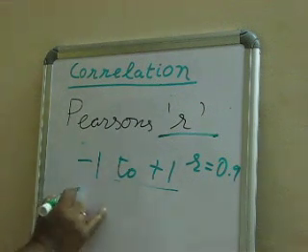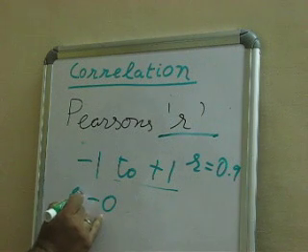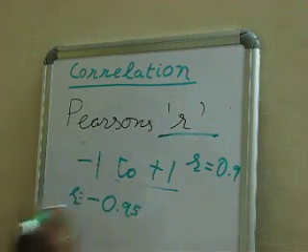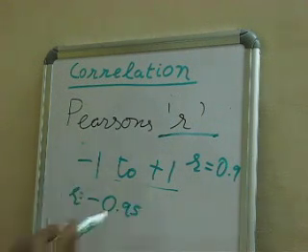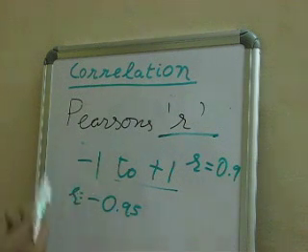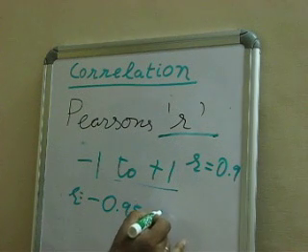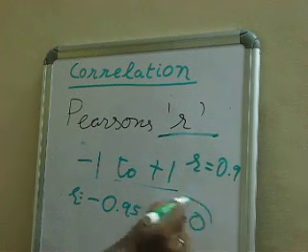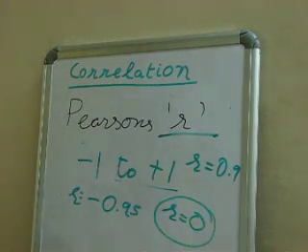Similarly, if R is -0.95, we say that the variables are negatively correlated to each other. However, if R is equal to 0, that means the variables X and Y are not correlated to each other. There is no dependency between X and Y. For any value of X, you can't predict the value of Y.